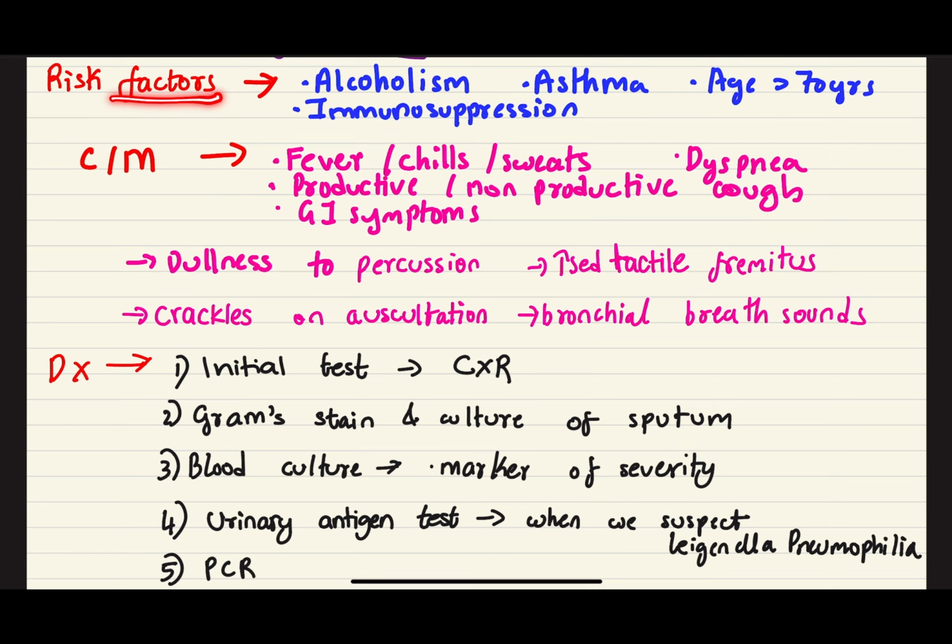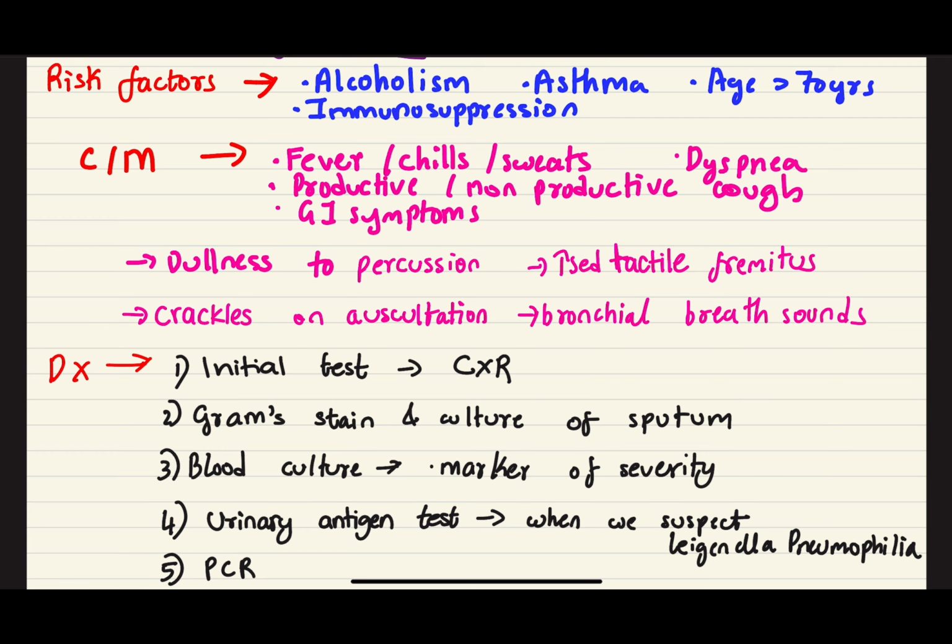Who is at risk? One is alcoholism, which weakens immune defenses and increases aspiration risk. Another one is asthma, where chronic inflammation makes lungs more susceptible. And age greater than 70 years, where aging immune systems and comorbidities play a role. Another one is immunosuppression, conditions like HIV, cancer, or steroid use, which lower resistance. Other risk factors are smoking and chronic diseases like COPD and diabetes.